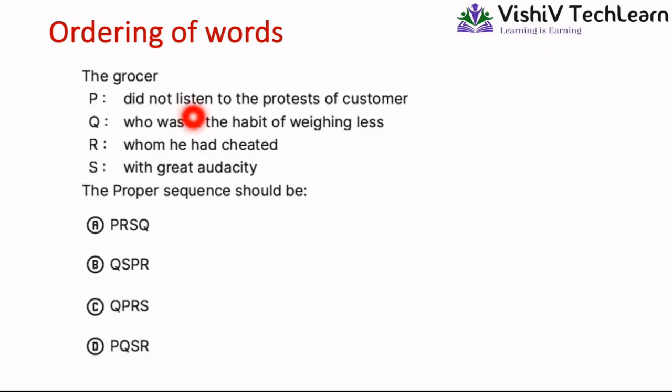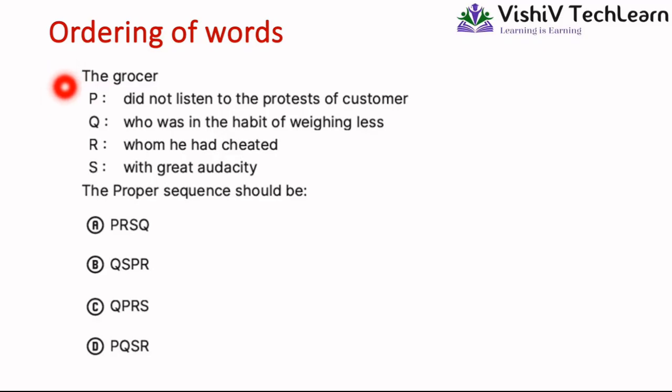Now in this we have again a starting part. The grocer did not listen to the protests of customer who was in the habit of weighing less, whom he had cheated with great audacity. Okay, so in this case you can practice this, you can check for this, pause the video and check the proper sequence. I hope you tried for this.